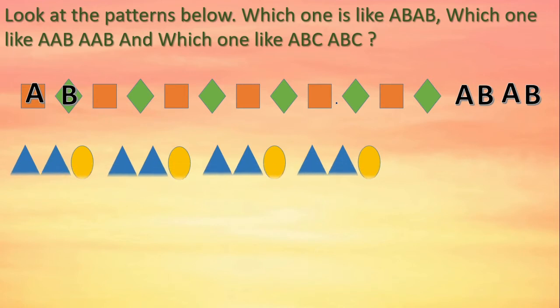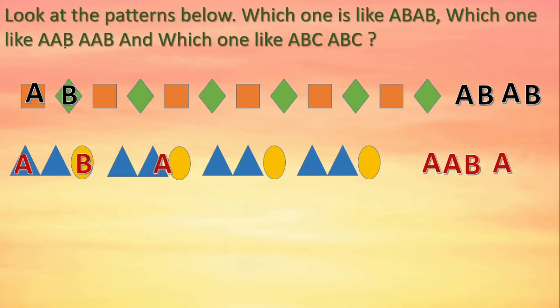Okay, next, here we can see two triangles, one oval. Two triangles, one oval. Okay, same thing we will do. We will name this as A. Okay, and this is also A, right? Same triangles. Here we will name this oval as B. Now, what is the pattern? Can you tell me? Yes, very good. Two times A and B. That is nothing but A, A, B. A, A, B. Isn't it? I hope you are understanding.